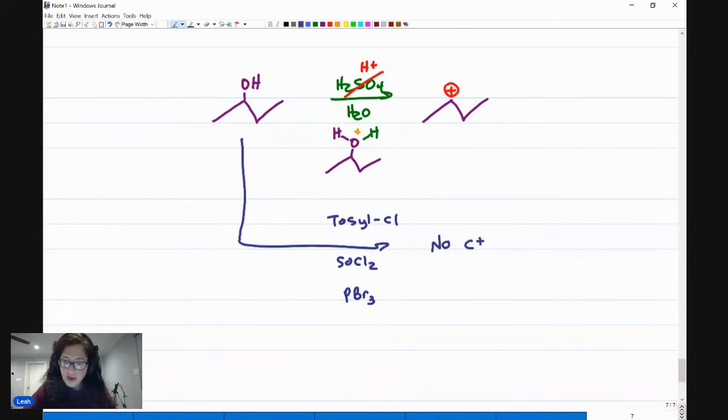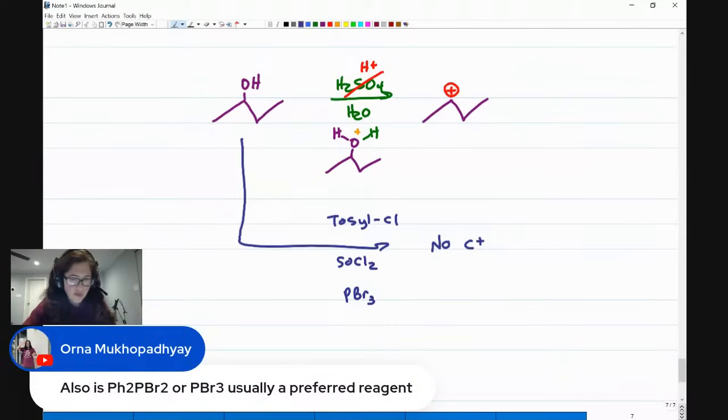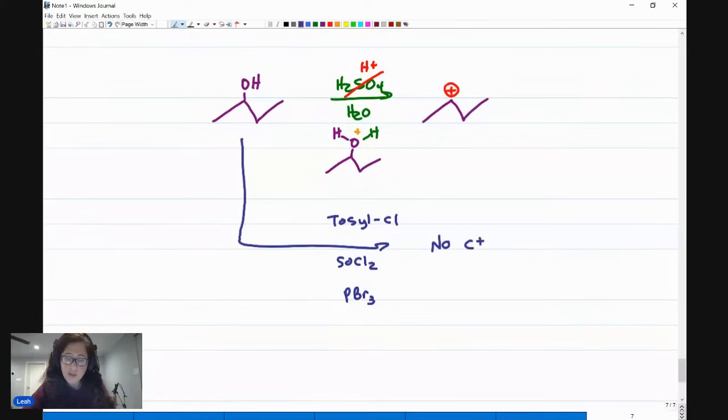Can I use PI3? I don't actually know. I haven't seen that. Also, PH2Br2 or PBr. I'm not sure if that's a question or a statement. I don't know about PH2Br2. I haven't seen that, but PBr3 is definitely a good option.